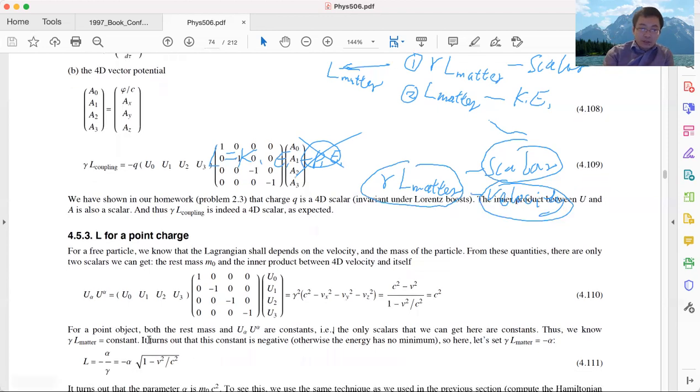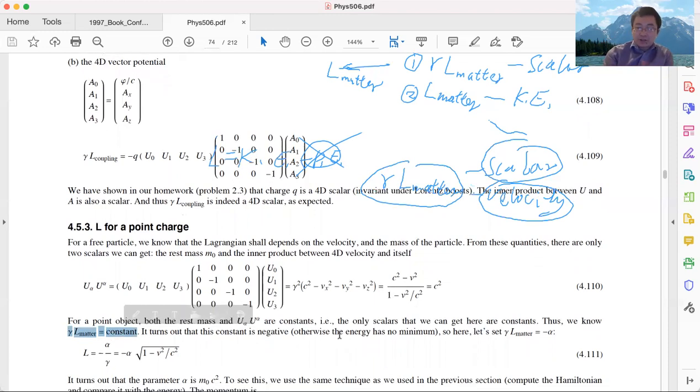The value of this constant we don't know. We will need an experiment to determine this value, but we know it's a constant. It turns out that this constant happens to be negative, and we can show that if it's positive, then the system will lose its stability. It has to be negative to maintain stability. Because this constant is negative, I will call this constant minus alpha.